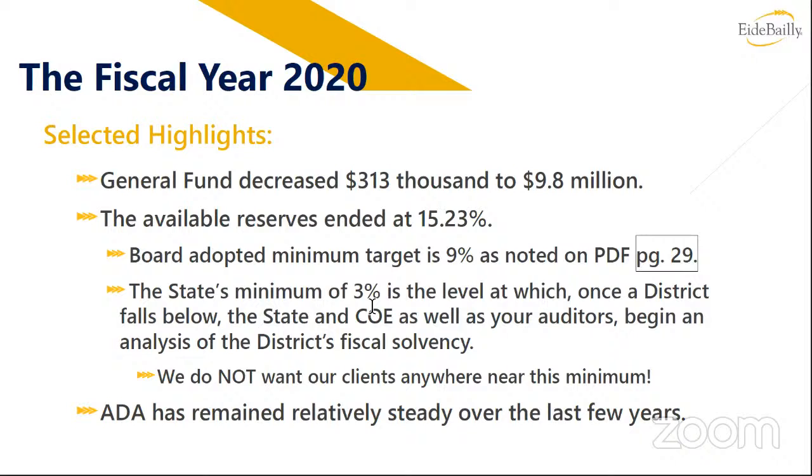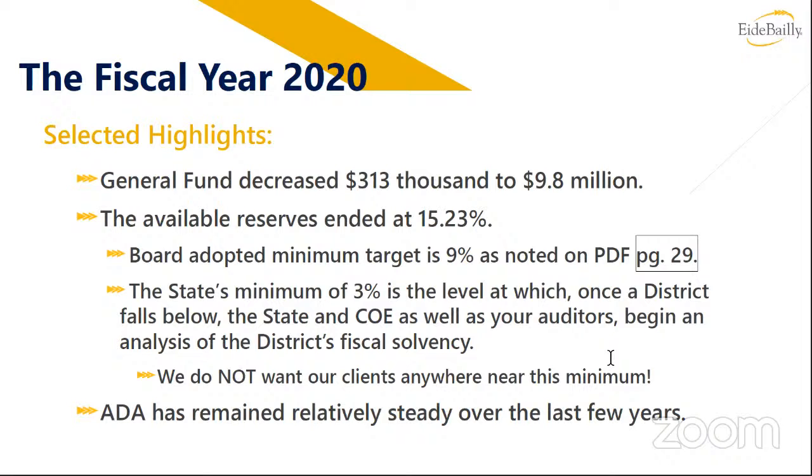So the selected highlights are the general fund. It decreased this year by $313,000 down to 9.8 million. And the available reserves ended at 15.23. And I have on here, the board adopted the minimum target at 9%, and that should be 16%. On the report, it says 9, but I had talked with Melissa and it had changed several years ago, and we have to have the board policy showing that it changed, or the resolution. And she sent that to me. So now I know that it is 16%.